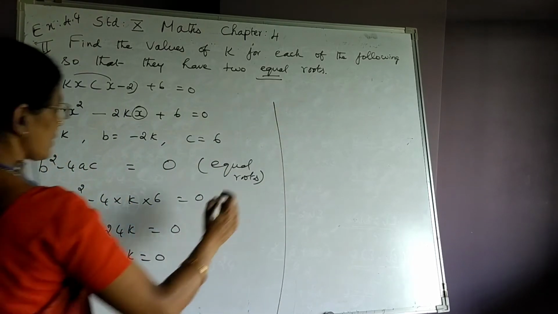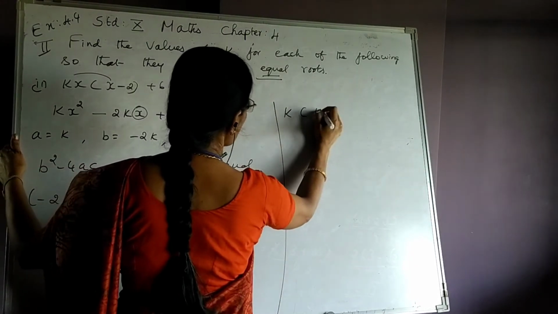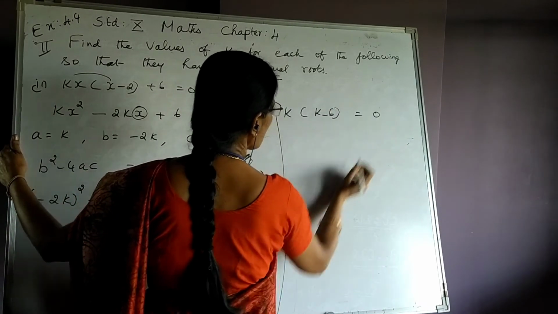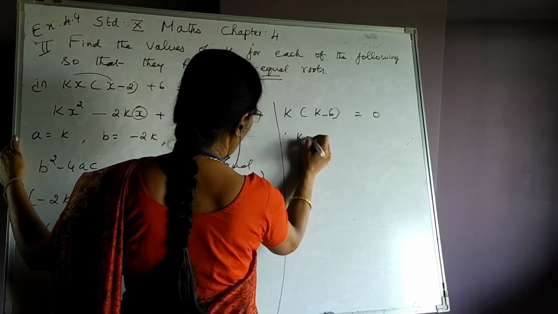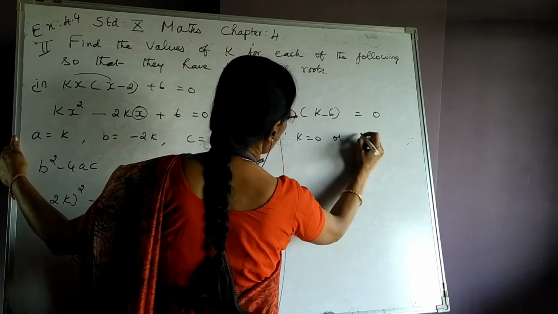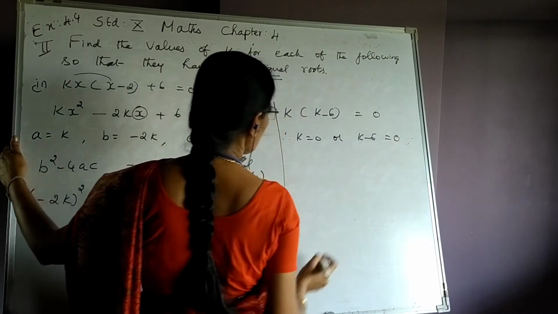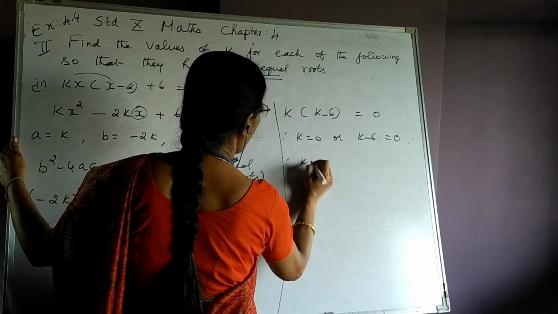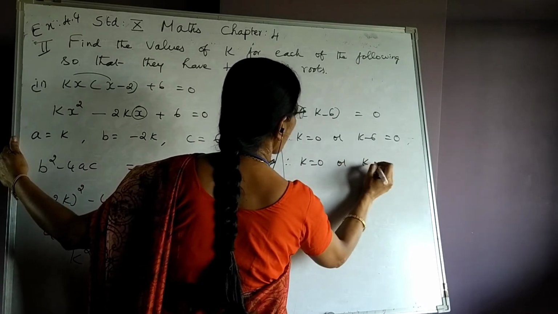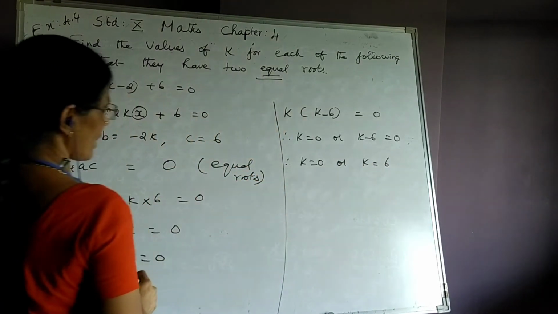So, factorizing this we get k into k minus 6 equal to 0. Therefore, k equal to 0 or k minus 6 equal to 0. Therefore, k equal to 0 or k equal to 6. Two values we have got.